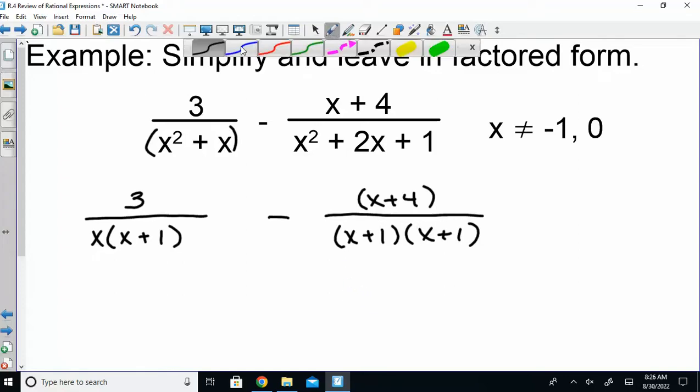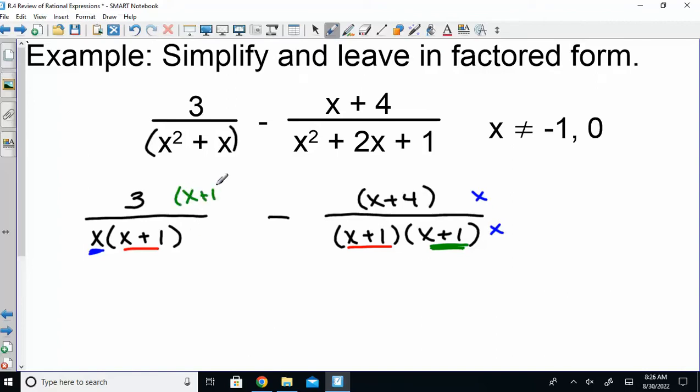Okay, so now we need to make the common denominator. So the first one has just a plain x by itself. Does the second one? No. So we need it. Alright, next we have an x plus 1. Does the other one have an x plus 1? Yes, so we're good. Alright, first fraction's covered. Second fraction, I still have a second x plus 1. Does the first one have that? No. So it needs another x plus 1. Whatever you do on the top, you do on the bottom as well.